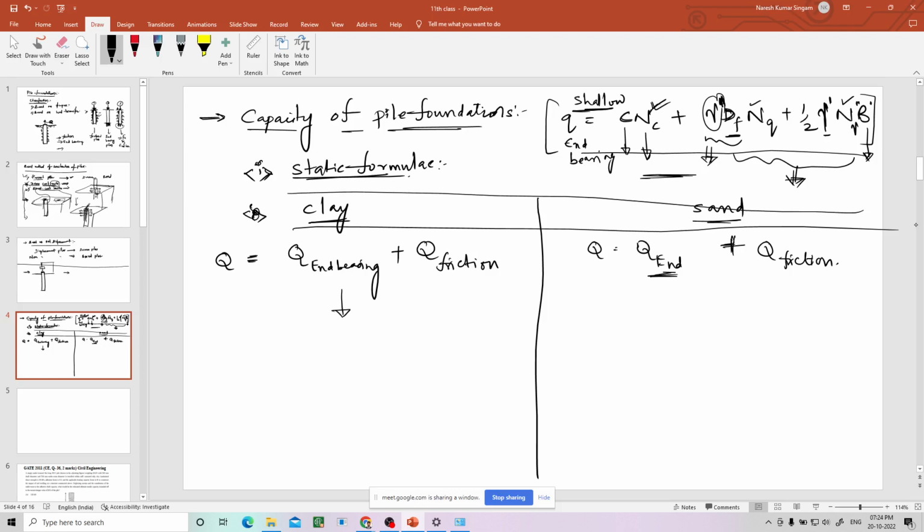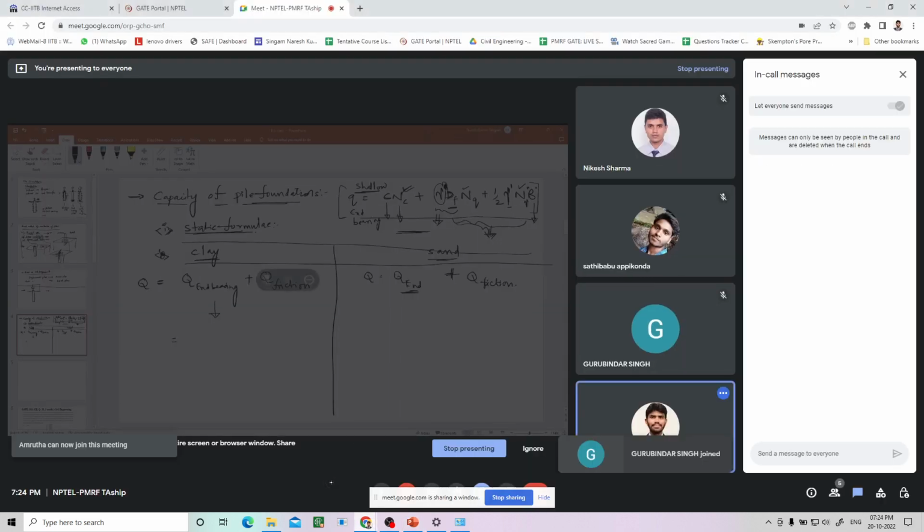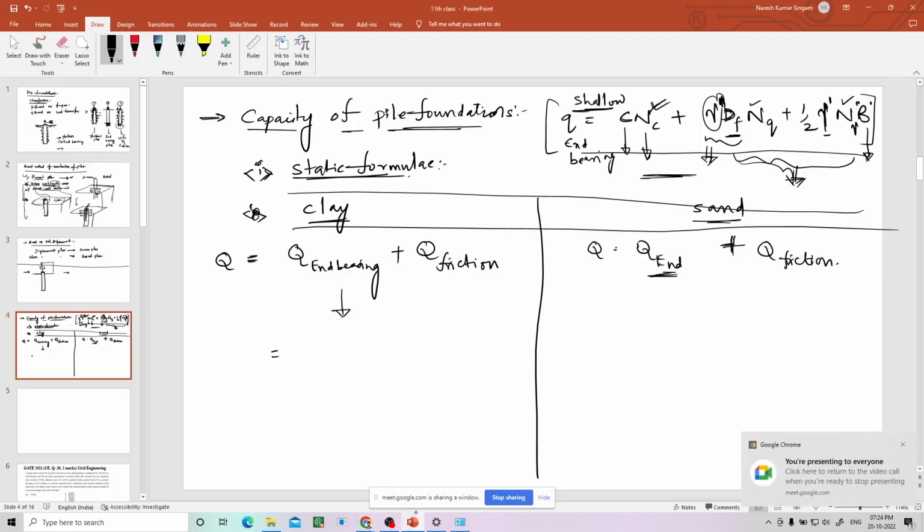So coming to the end bearing in this portion, as it is clay, these two terms will be cancelled. So there will be only C and C. See, we are talking about the force here. This is force, not the capacity in terms of pressure or stress which it can take.